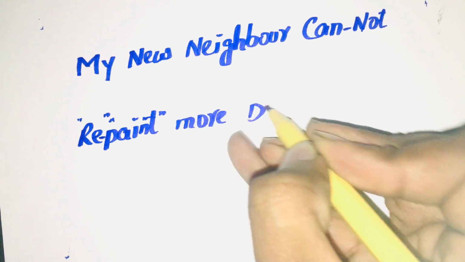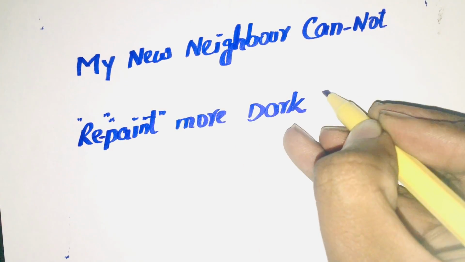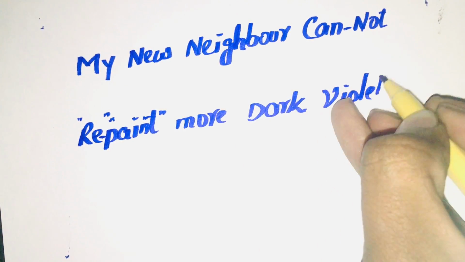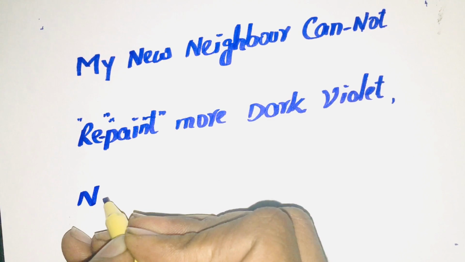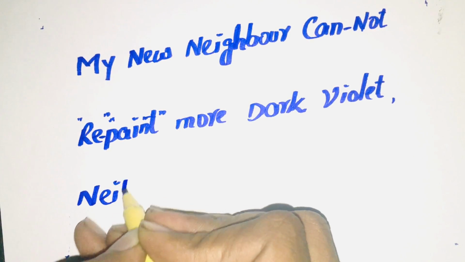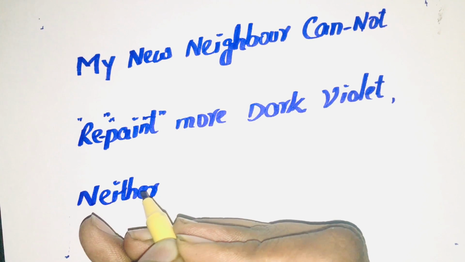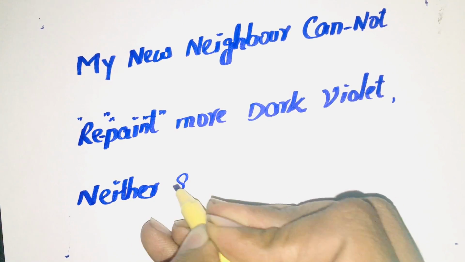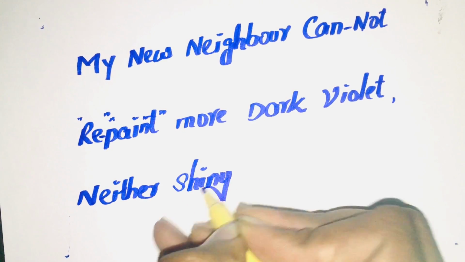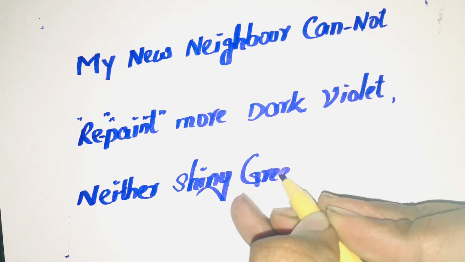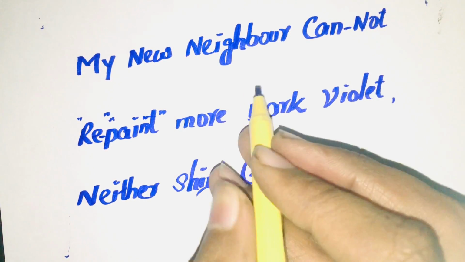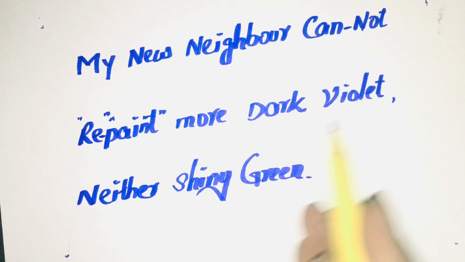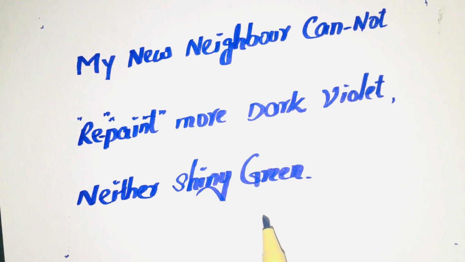More dark violet, neither shiny green. So dear friends, once you remember this sentence, my new neighbor cannot repaint more dark violet, neither shiny green, you will easily remember 13 colonies of USA.